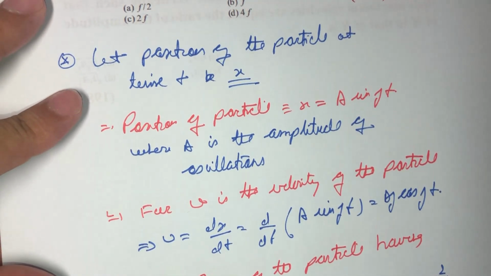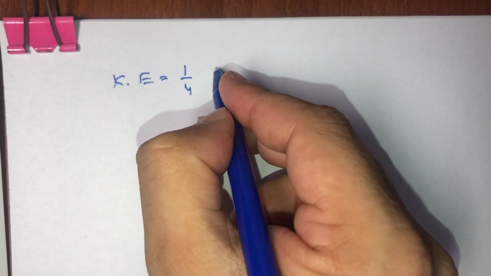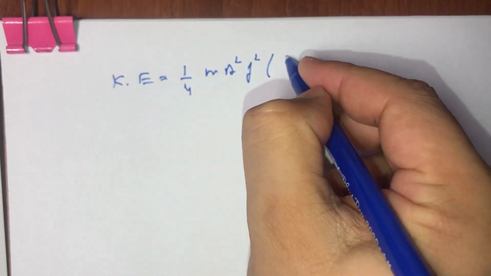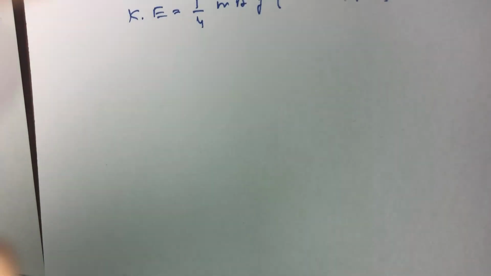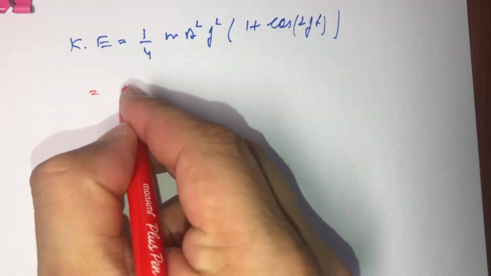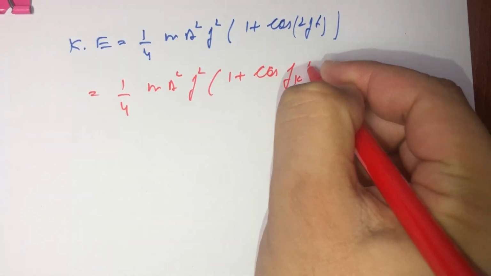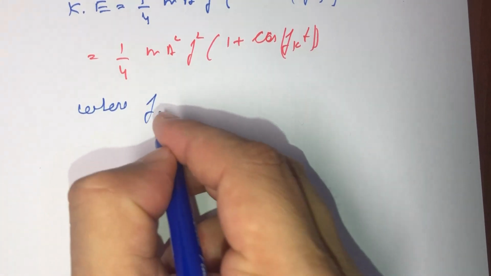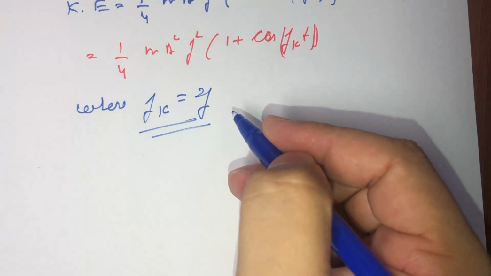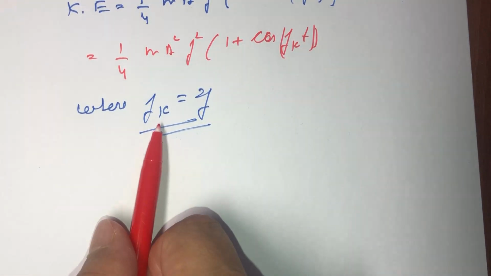Now we can just modify this equation. Let me write it here again, that kinetic energy is 1 by 4 m a square f square times 1 plus cos 2ft, which can be written as 1 by 4 m a square f square times 1 plus cos f_k t, where this f_k is equal to twice of f. Okay. So this is the kinetic energy of the particle having the oscillations f_k, which is equal to 2f.